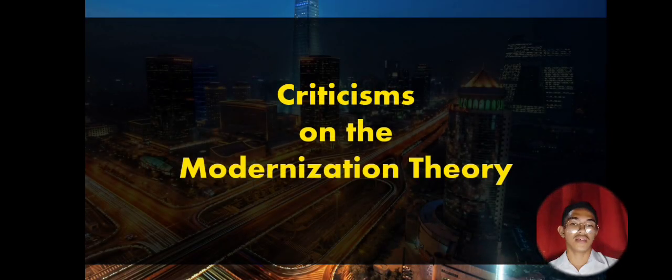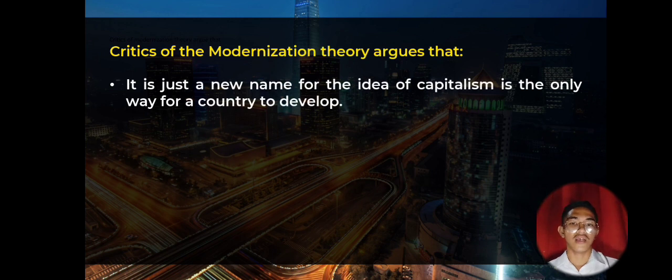So it is said that it is just a new name for the idea that capitalism is the only way for a country to develop. It is because modernization theory assumes that economic development is the primary goal of all societies and that Western capitalist economies are the ideal model for all societies to follow. In this sense, modernization theory promotes the idea that capitalist economic development is the only way to modernize and progress.